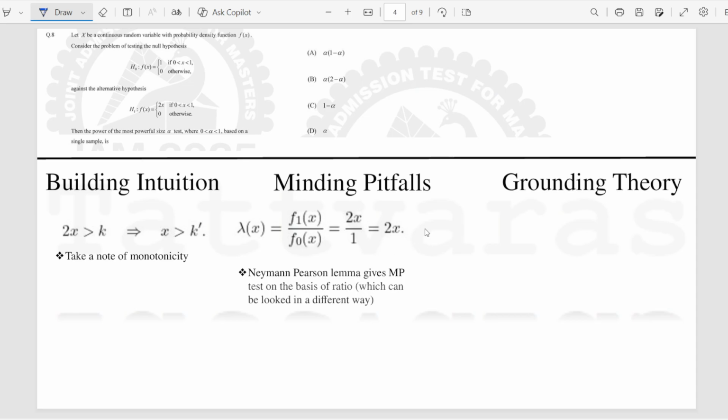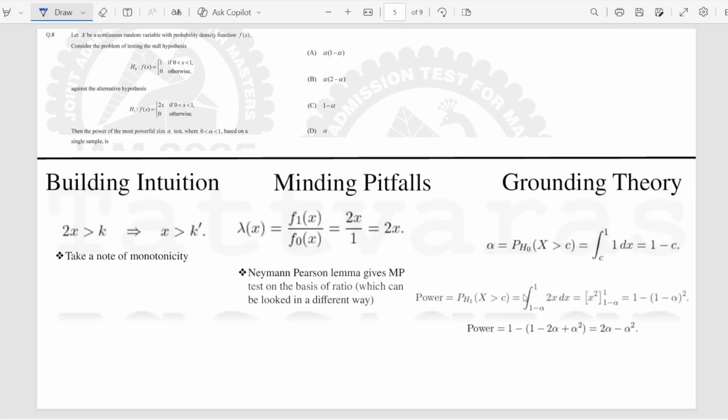2x is a monotonically increasing function in x. So if 2x is greater than some quantity, it's only possible if and only if x is also greater than some kind of quantity. And then we just get this threshold, that what is this threshold which satisfies the size alpha. We get it by this thing, that our rejection region is of this form, and this has to be equal to the size, so we back calculate this.